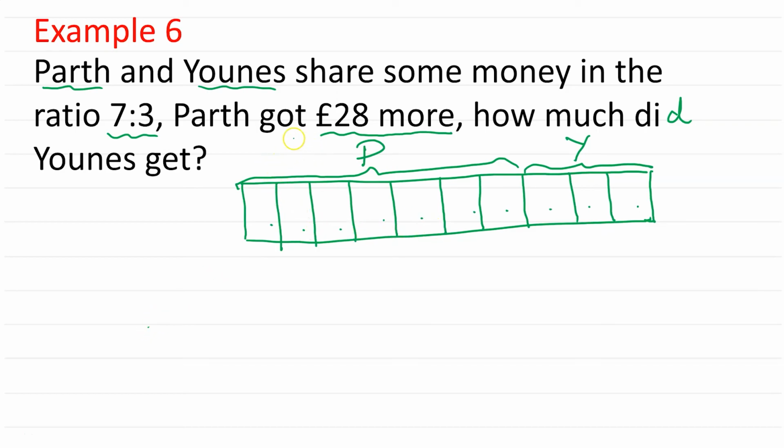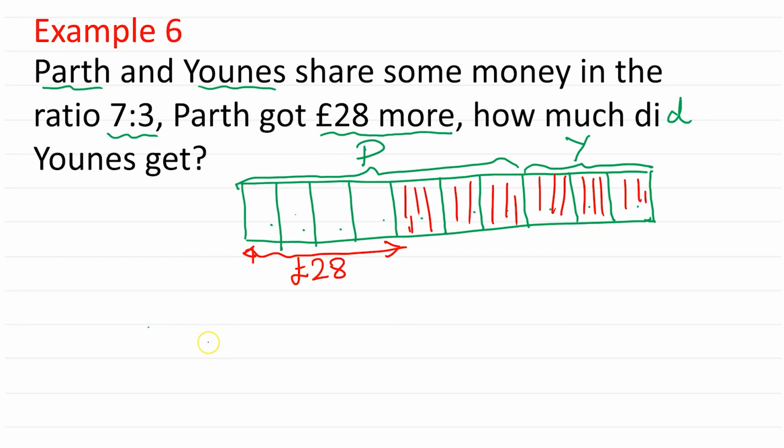Right, and we're told Parth got 28 more. Right, let's have a look now what's going on. So let's just say that's 3 parts here, 3 parts. And let's take 3 parts from Parth. So now they're even up. So this is the extra part, the number of parts that Parth got. He got 4 more parts. And how much do they worth? They worth £28. So these 4 parts is equal to £28.